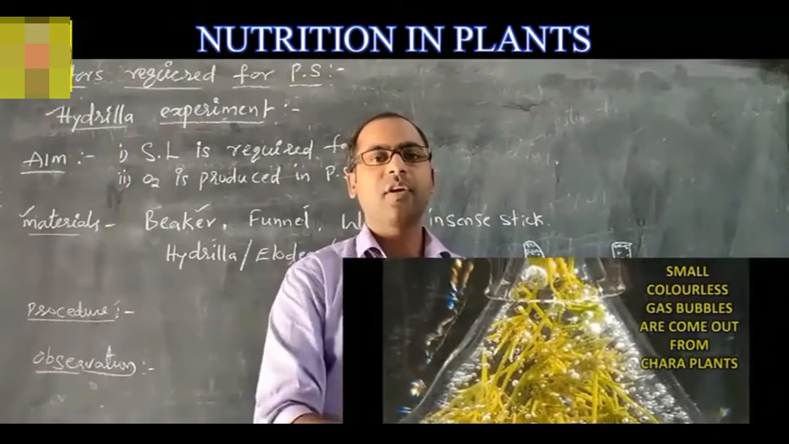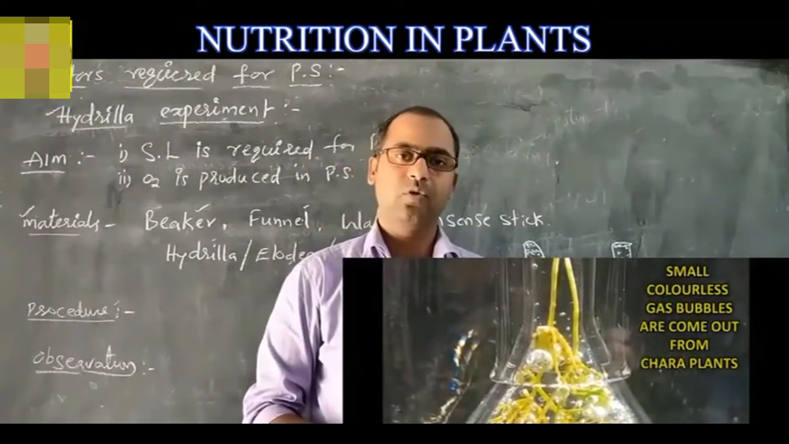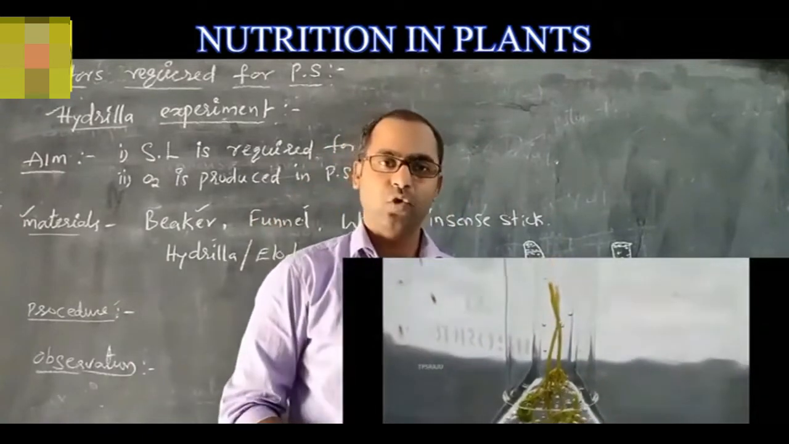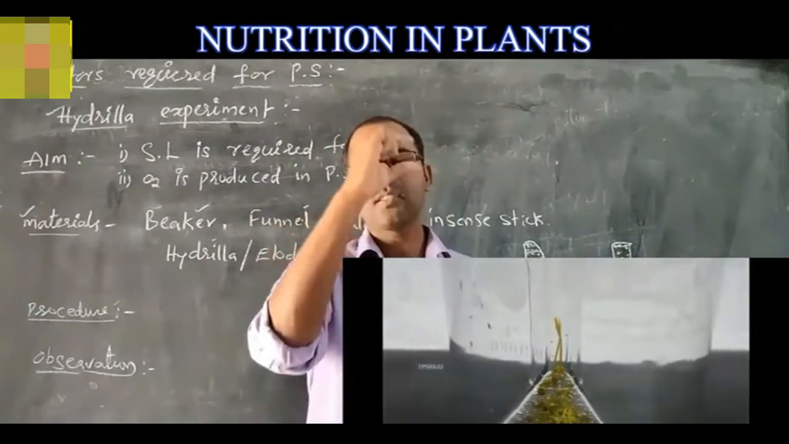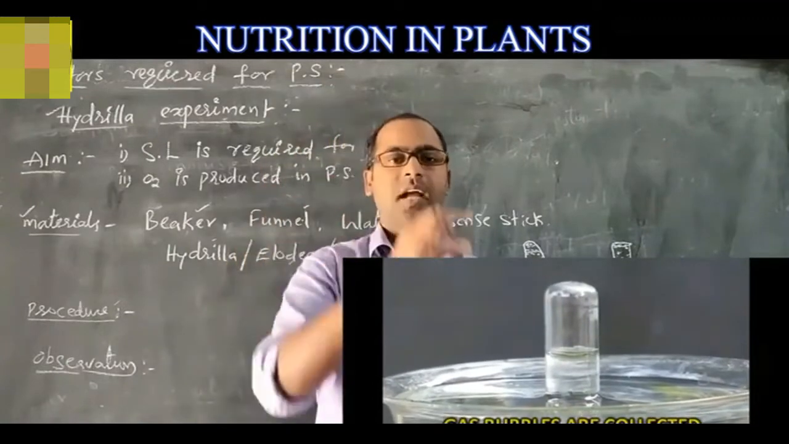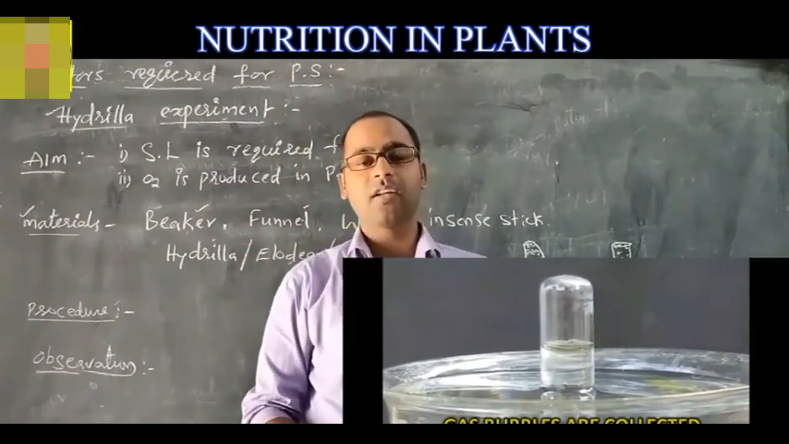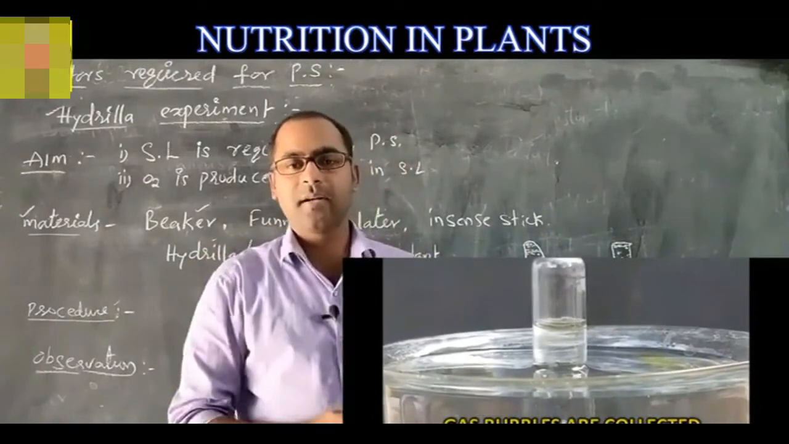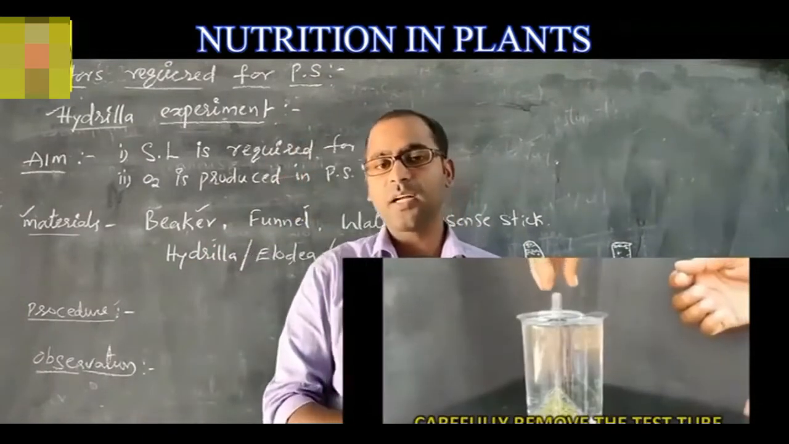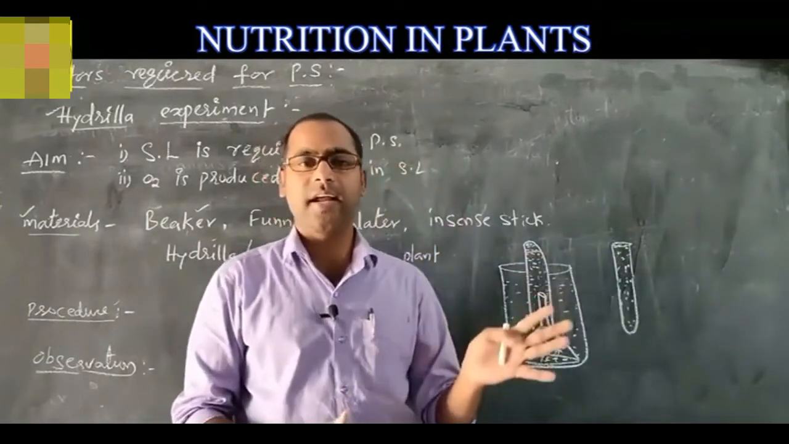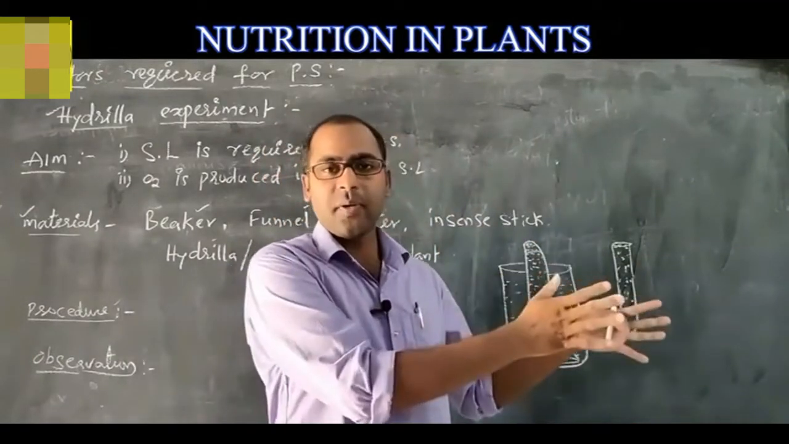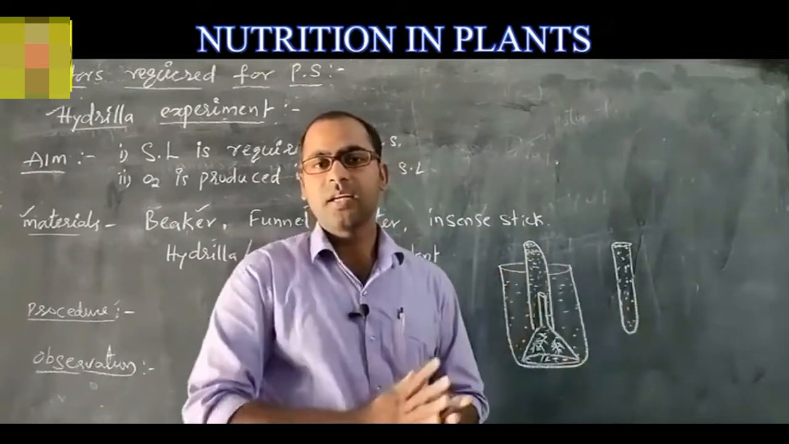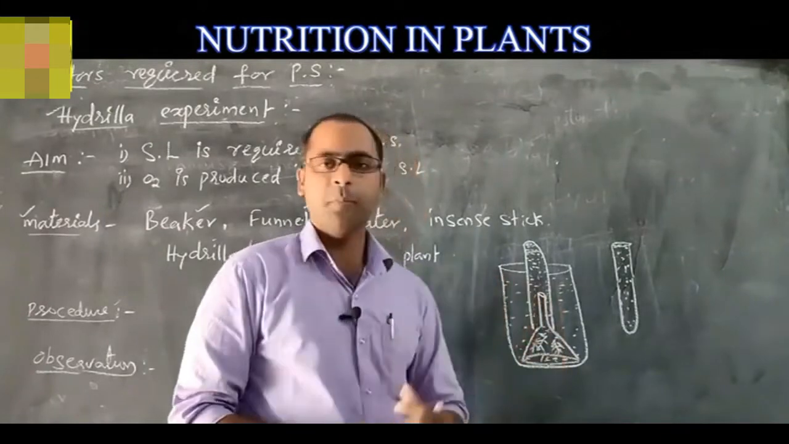Those bubbles will reach the end of the test tube and be collected there, and the water level inside the test tube will drop. That water place is occupied by the gas which is released from the Chara plants. This confirms that photosynthesis requires sunlight, because when it is placed in a dark room there is no production of gas.